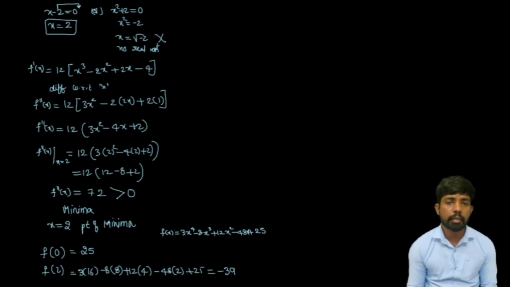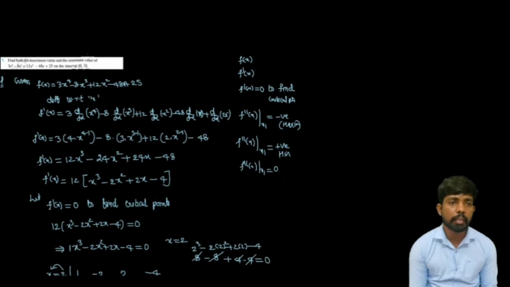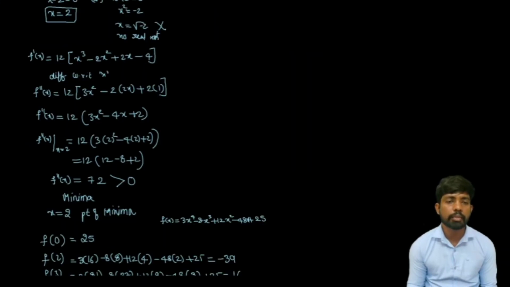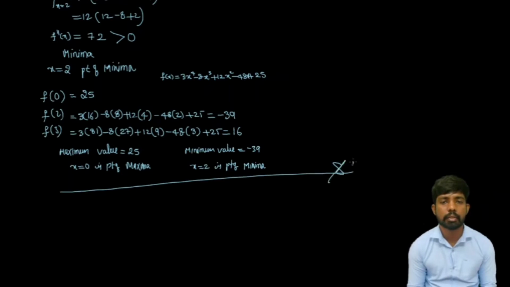So substitute the given values. What are the given values here? The given values are 0 comma 3, and in between 0 and 3 we got the critical point 2. Therefore we are considering all three values, 0, 2, 3. We substituted them in the function and we got the data. This is the result, that's all. This is the solution.